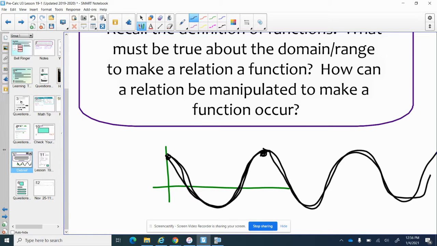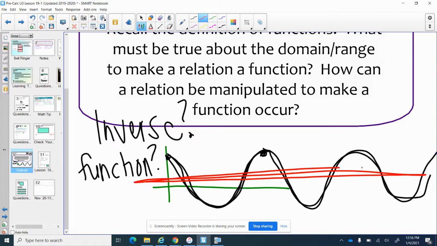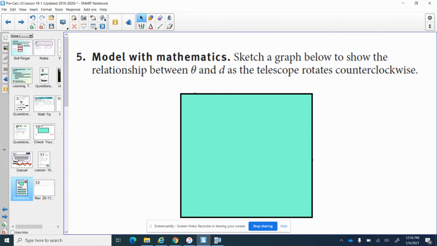But what happens if we keep repeating our cosine graph, going on and on, and we want to talk about the inverse? What has to happen to make the inverse also be a function here? Because currently this won't happen, because it's not passing the horizontal line test. The inverse would not be a function. So on this next part, we want to think about the things that would have to happen to make not only this graph a function, but its inverse a function.